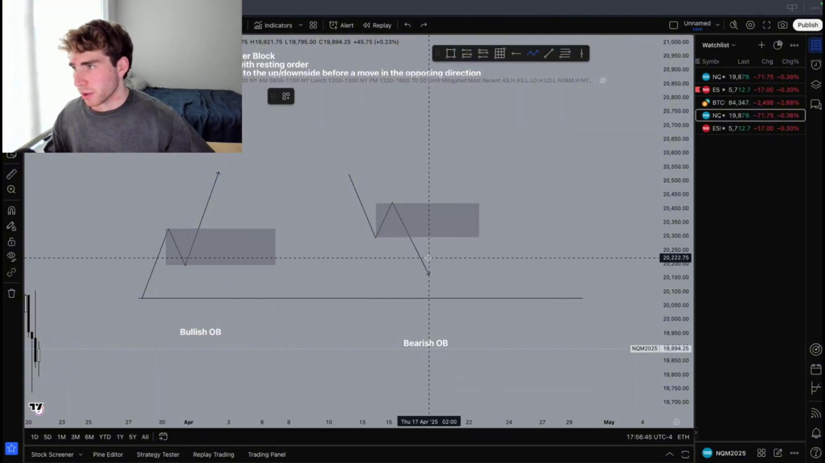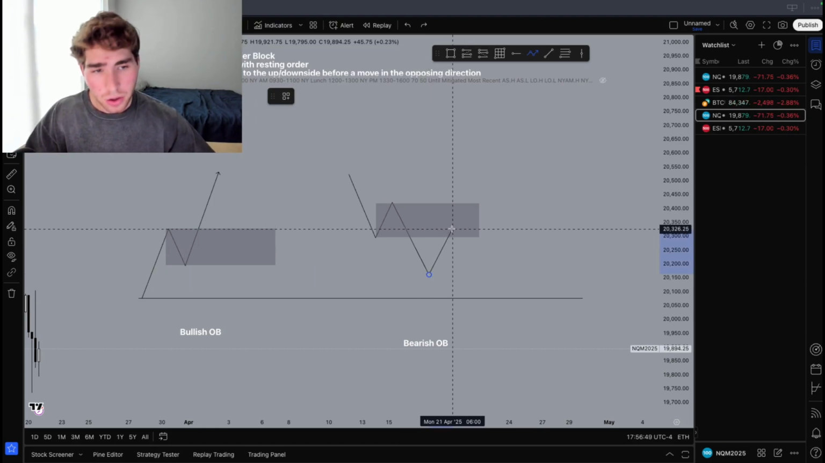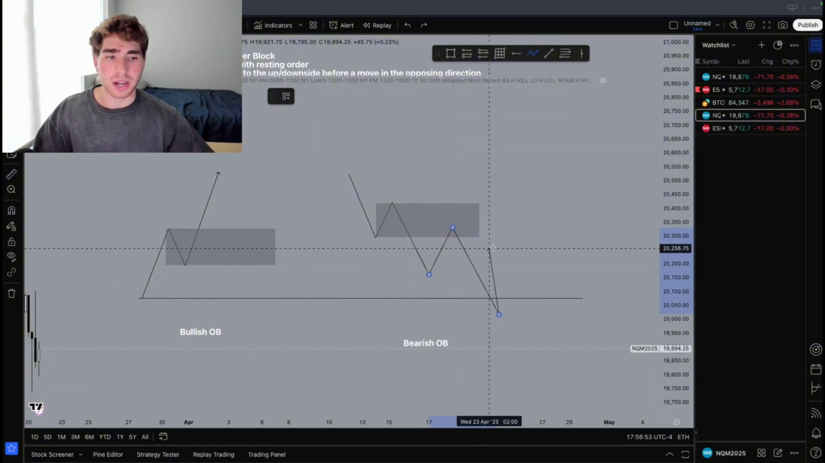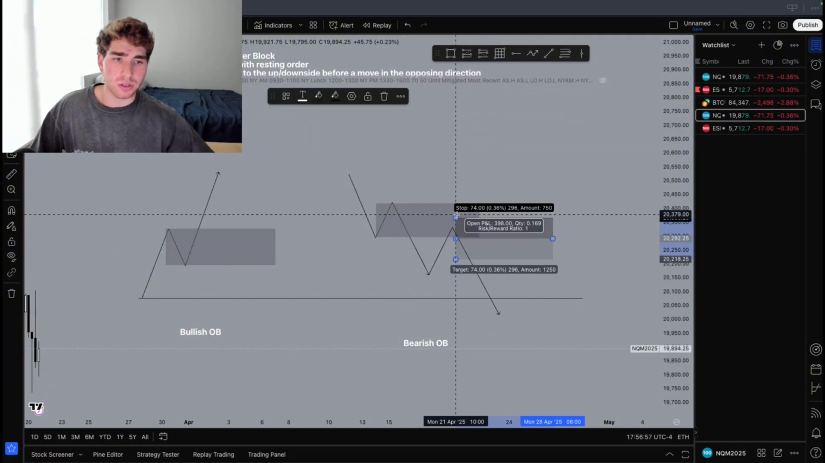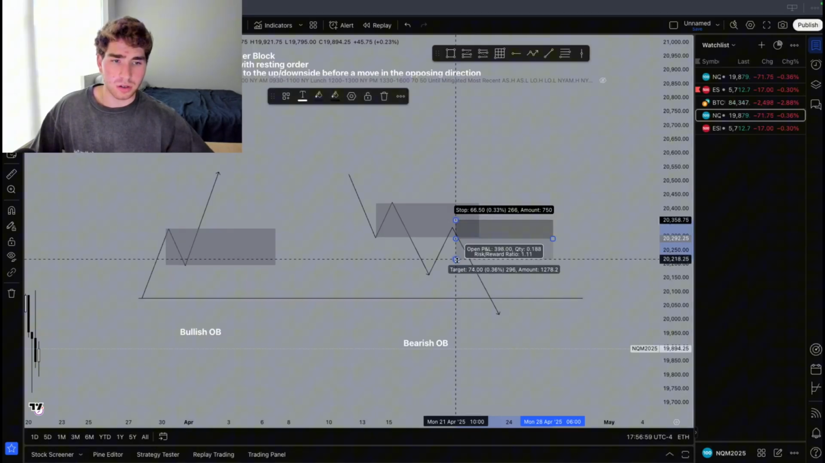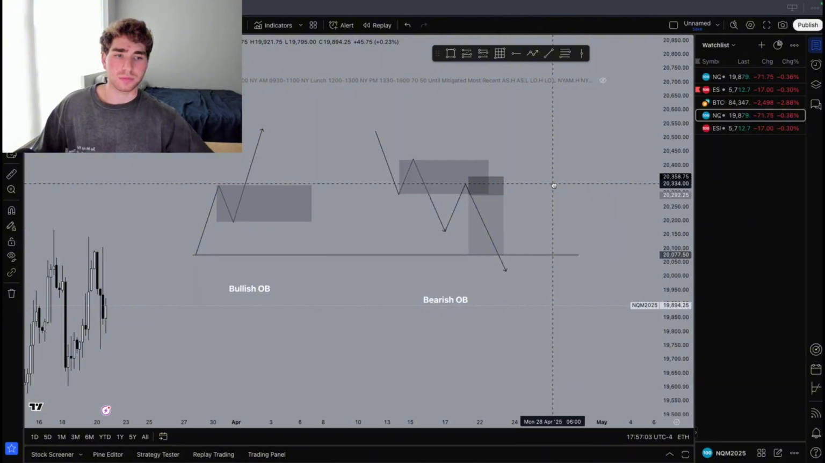Price, in theory, it's not always going to work, but this is in theory what I'm teaching you guys, should come up, retest this zone, and then give us a nice reaction to the downside, taking out more levels of sell side. And in theory, we should enter off some sort of reaction here and target sell side. That is how we use order blocks, right?